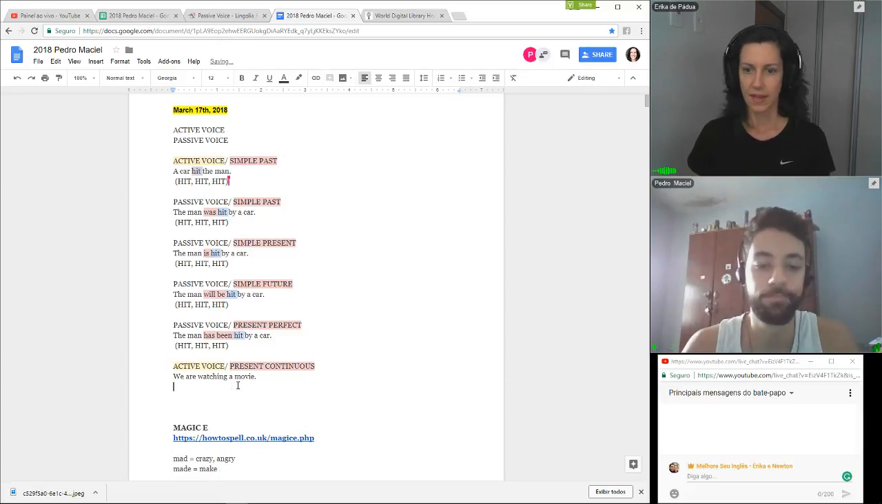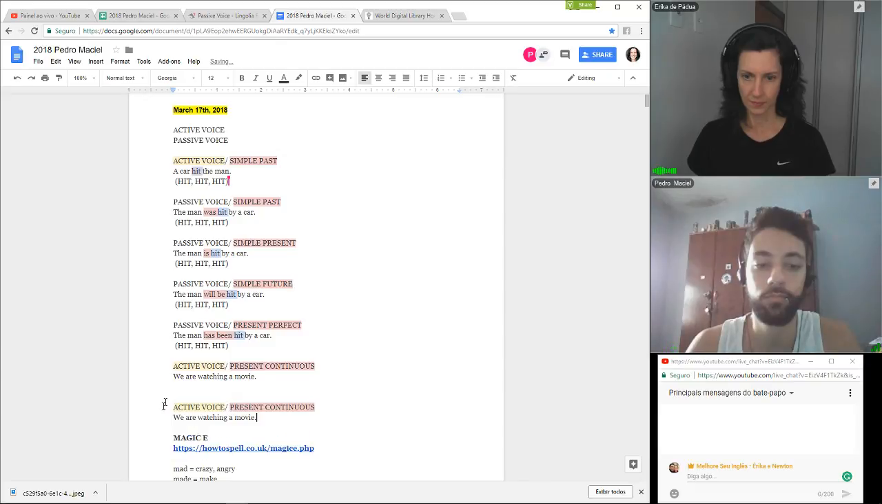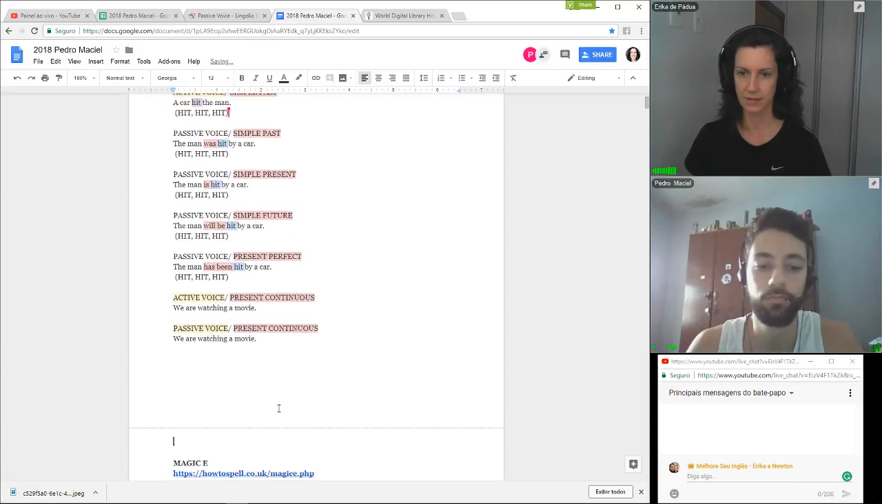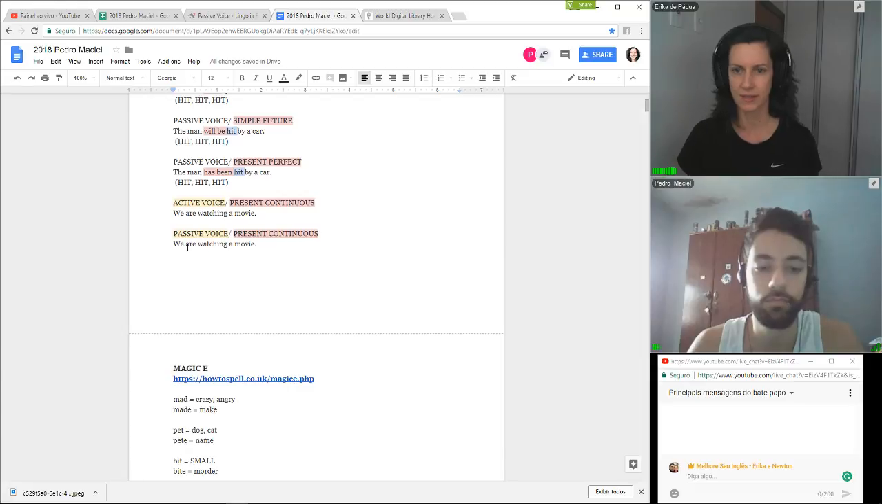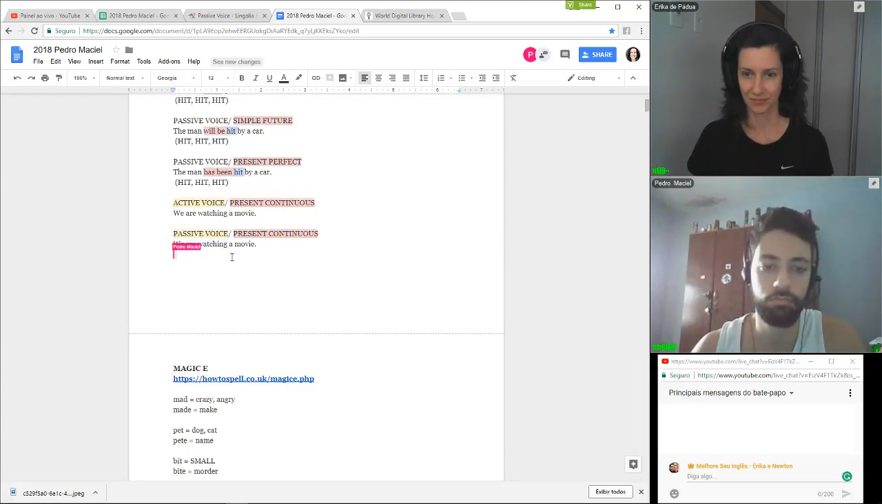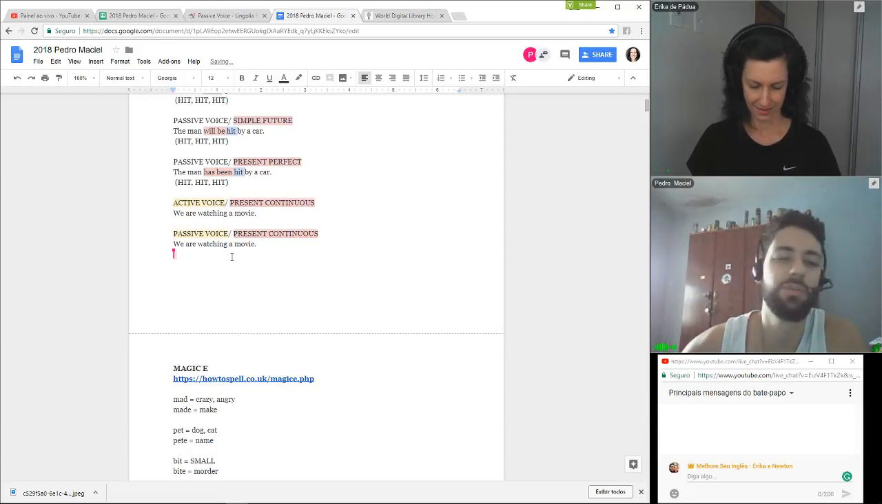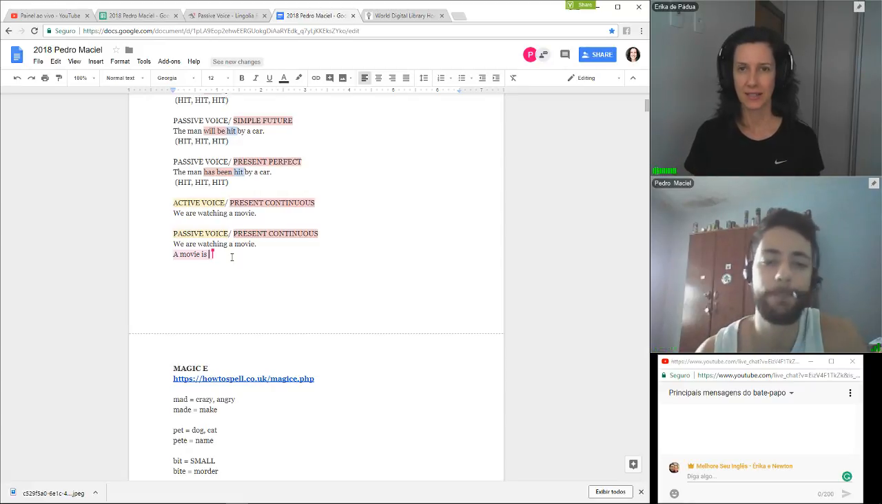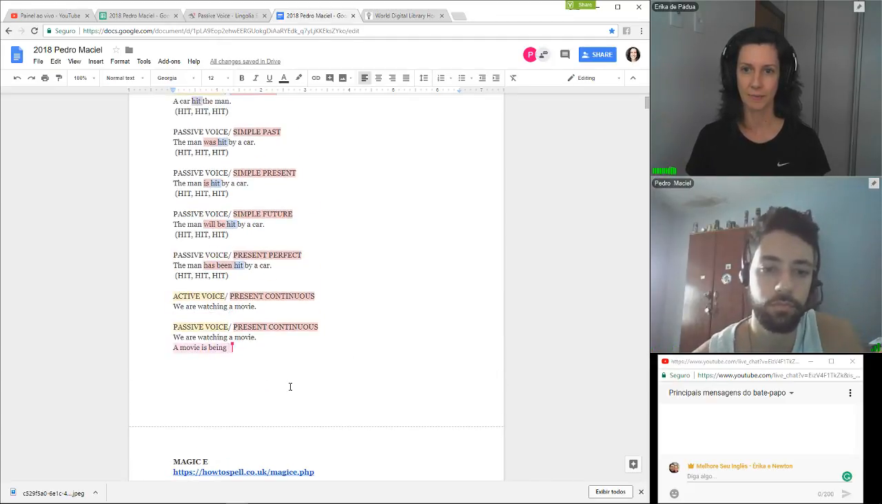Let's take this out. And now we're going to transform this into passive voice. Present continuous. So the tense is the same, but the voice is different. You're watching a movie. So how do we change this? Think of the verb to be. Now put the verb to be in the present continuous. Being, with ing, right? It's a continuous form. Nice. Is being, and now the main verb in blue in past participle.